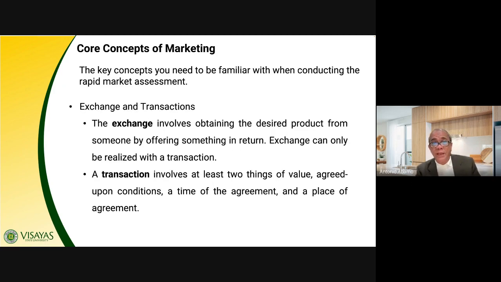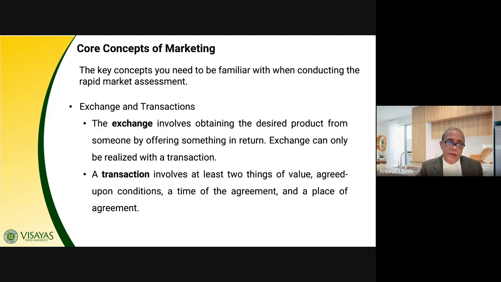Okay. Another key concept you need to be familiar with in conducting a rapid market assessment is exchange and transaction. If you do a market assessment, you need to understand the exchange involved in obtaining the product and the transactions involved, and at least two things: value, agreed upon conditions, a time agreement, and a place of agreement. Okay, exchange. Exchange involves obtaining the desired product from someone by offering something in return.